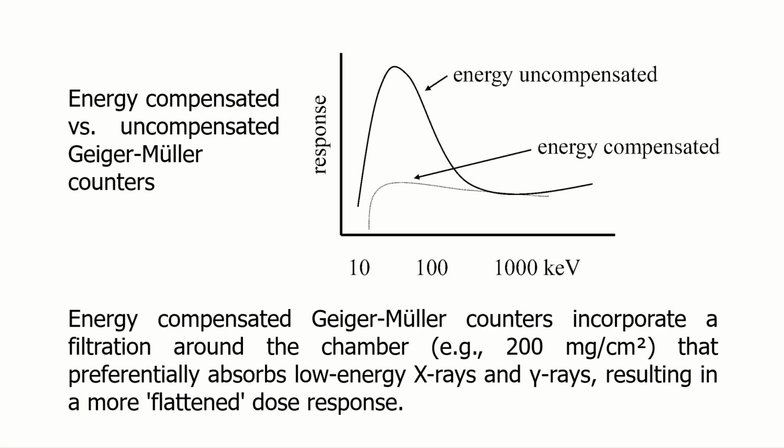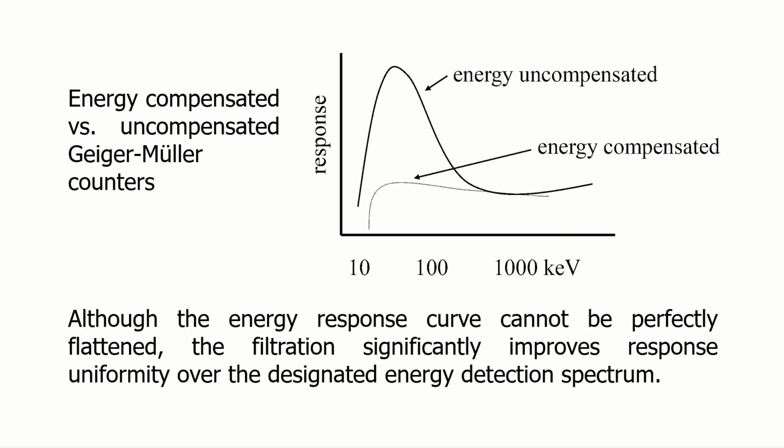Energy-compensated versus uncompensated Geiger-Müller counters. Energy-compensated Geiger-Müller counters incorporate a filtration around the chamber, for example, 200 mg per square centimeter, that preferentially absorbs low-energy X-rays and gamma rays, resulting in a more flattened dose response. Although the energy response curve cannot be perfectly flattened, the filtration significantly improves response uniformity over the designated energy detection spectrum.